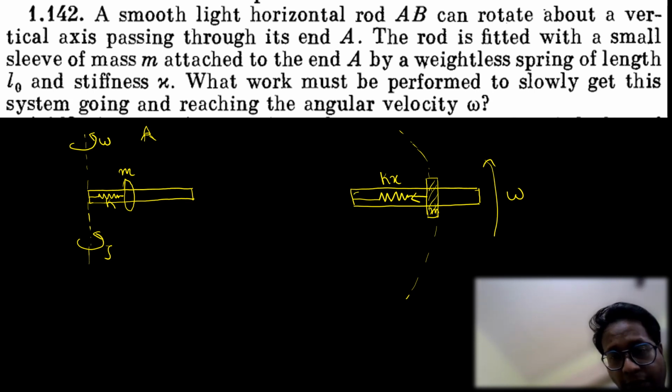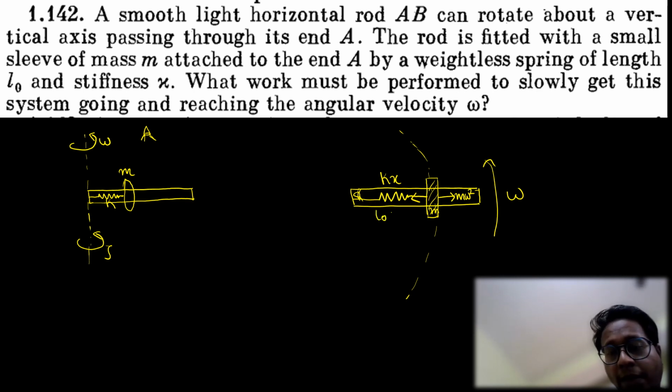If I observe from the frame of reference of the rod, there is a centrifugal force pulling on this ring, which is equal to m omega square into the distance of this ring from the axis of rotation. This is the axis of rotation. Now what is this distance? The question says the initial length of the spring was L naught. That means when the rod was not rotating, the length of the spring was L naught. And when the rod was rotating, what will be the length of the spring?